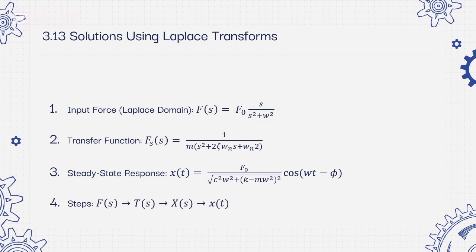And the steps we used are: the Laplace transform of f(t) equals F naught cosine omega t, and then we multiply the input force by the transfer function to get the Laplace domain response. Then, by partial fraction decomposition and inverse Laplace transform, the transient term vanishes and only the steady state remains. And that's all for my presentation for this chapter.